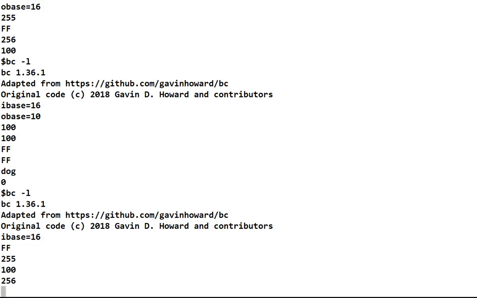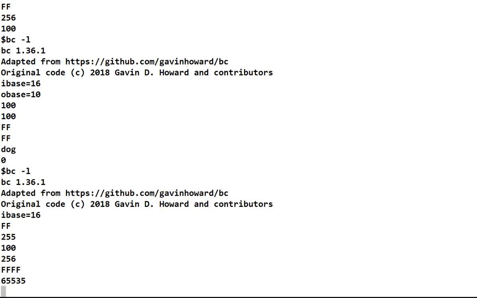And if we type in FFFF, you get that magic number that you used to see in the MS-DOS days, which is probably before you were born. But 65535, which was the maximum number. Okay, we've exceeded our time, but I've shown you all the common features of the BC tool, so you now have a big number calculator when you need it.